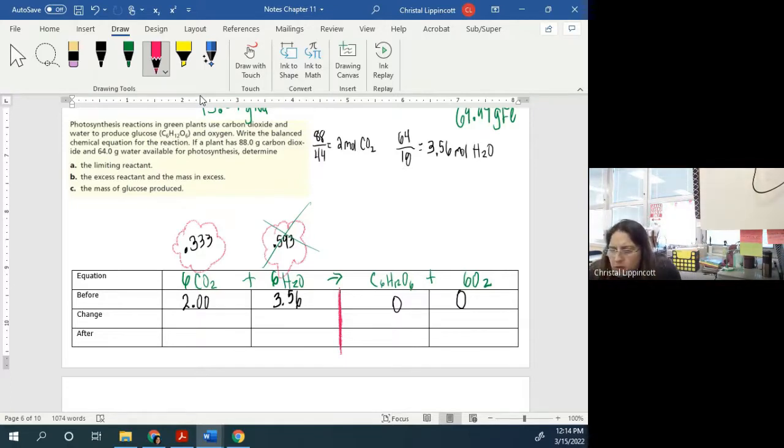All right, so here I'm going to multiply by 6. So this is going to be minus 2.00. This is going to be minus 2.00. These are going to be pluses. So I'm going to have plus 0.333. And this is going to be plus 2.00. So I've made 2 moles here. I will have made 0.333 moles here. I'll have 1.56 moles left over and none here.